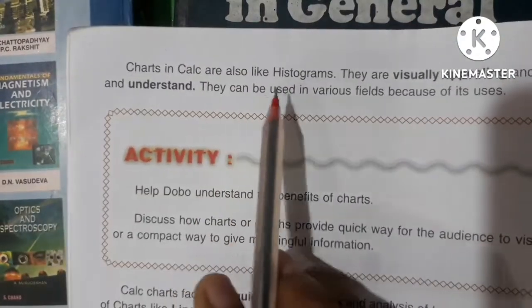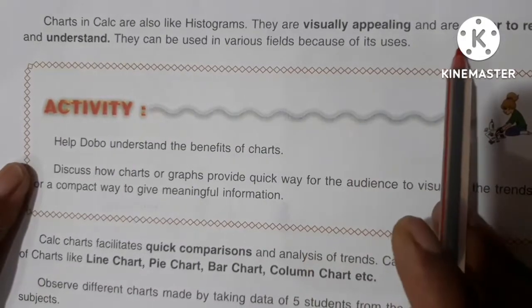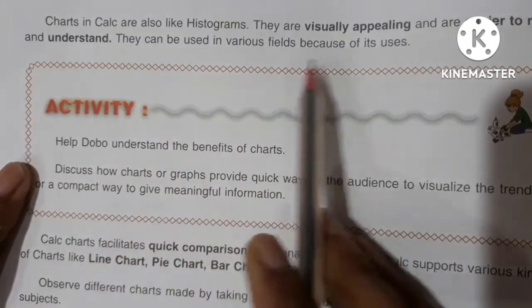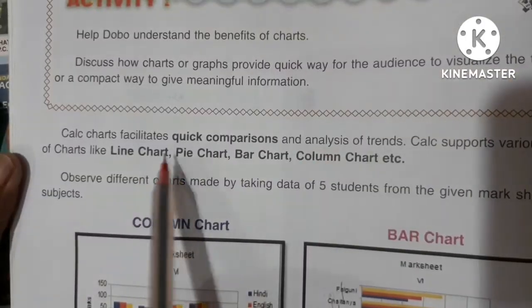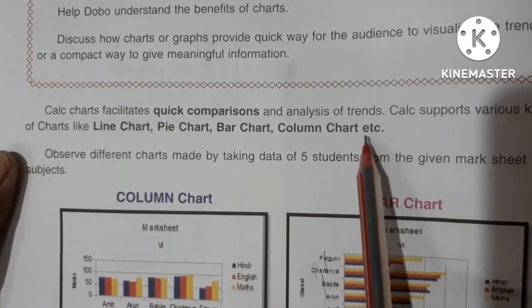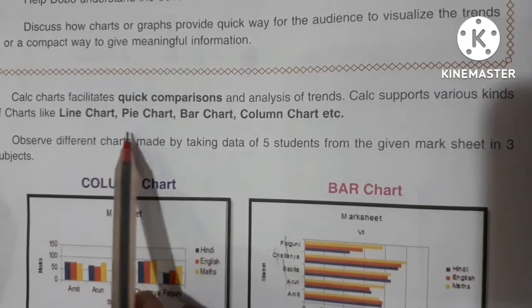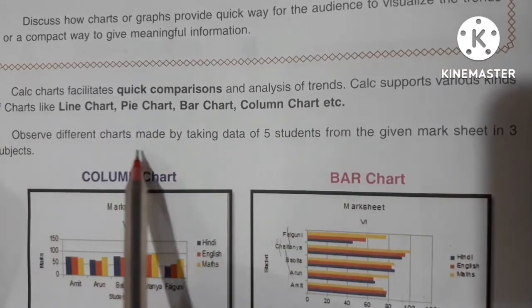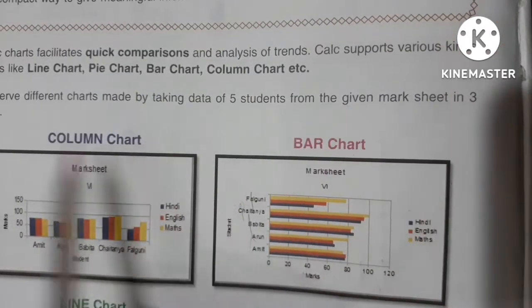Charts in CALC are also like histograms. They are visually appealing and are easier to read and understand. They can be used in various fields because of their usage. CALC charts facilitate quick comparison and analysis of trends. CALC supports various kinds of charts like line chart, pie chart, bar chart, column chart, etc. Observe different charts made by taking data of 5 students from the given mark sheet in 3 subjects.